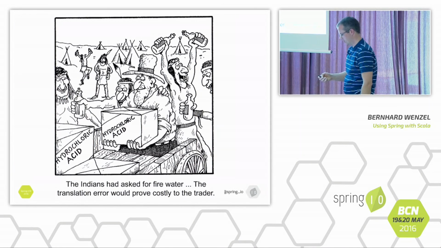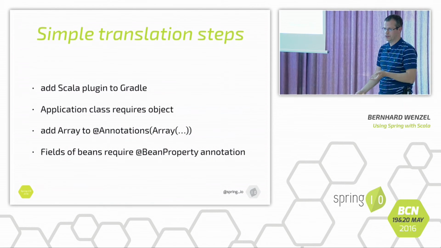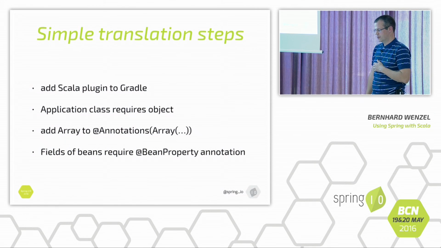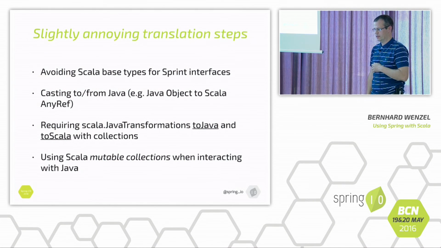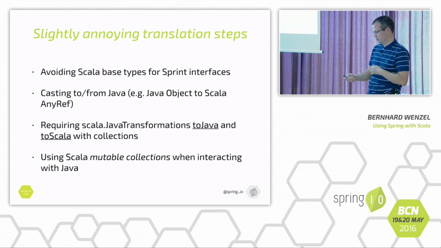So if we think about the translation, things that are easy to do are adding the Scala plugin to Gradle, splitting the application class, that's quite easy. Okay, I have to use an array, and that I have to use the bean property annotation, that's also fine, I think. A bit more annoying is that with the base types, that's easy to forget. The casting can be a bit tiresome, same with the transformation. And that I have to use mutable collections. That's also a drawback.